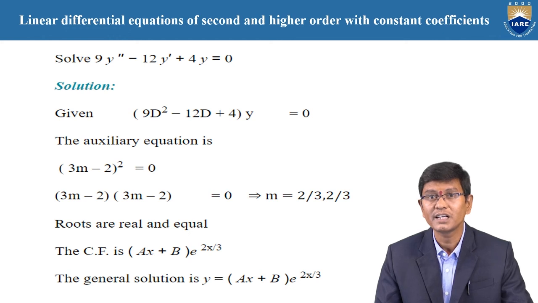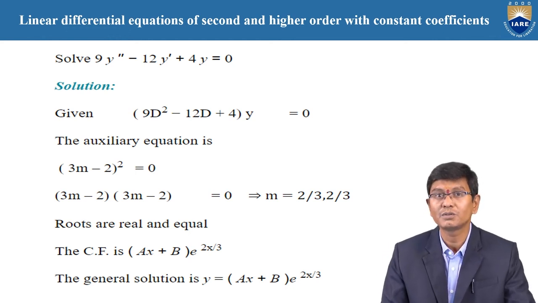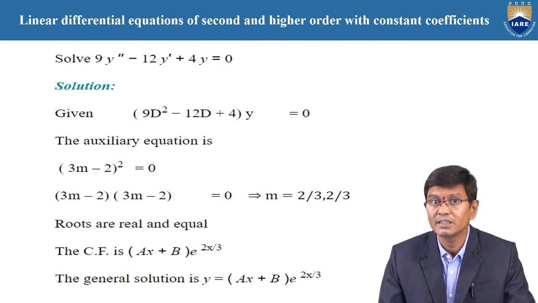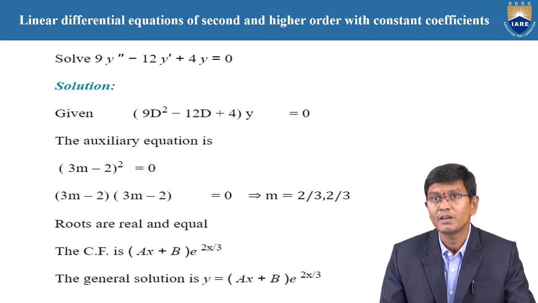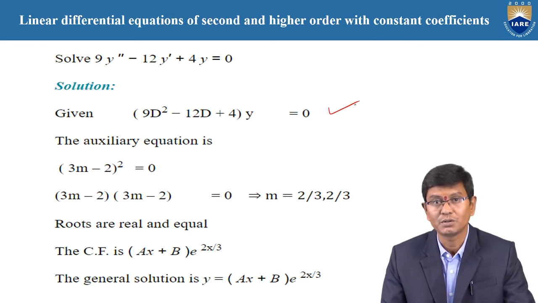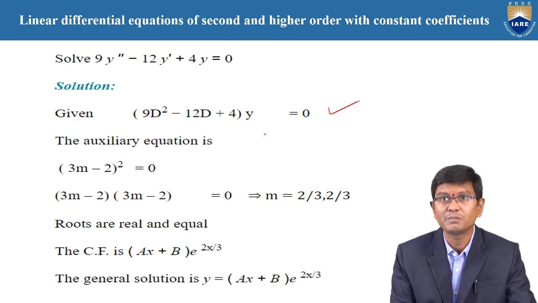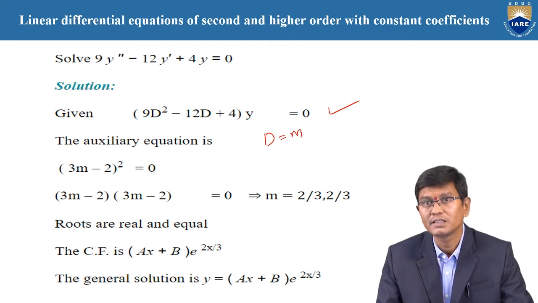Next one, solve 9y double dash minus 12y dash plus 4y is equal to 0. When we consider the operator form, it is the replacement of D is equal to d by dx, D square is equal to d square by dx square. Therefore, the operator form is (9D square minus 12D plus 4) into y is equal to 0. Next, the auxiliary equation is the replacement of D with m.